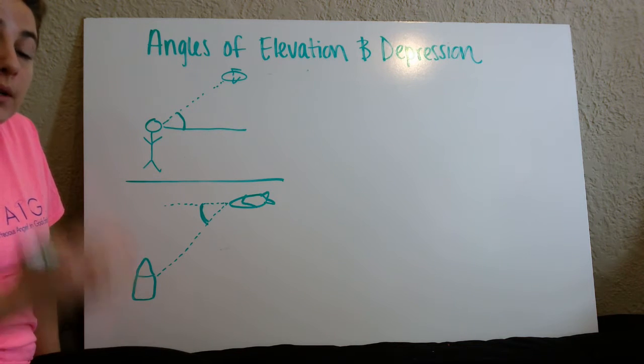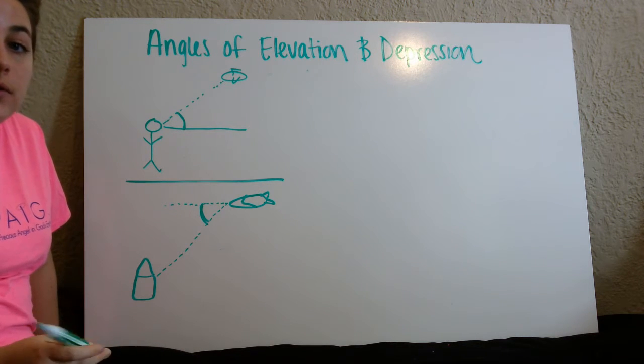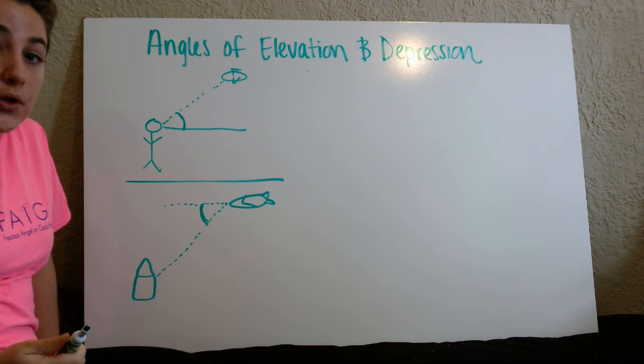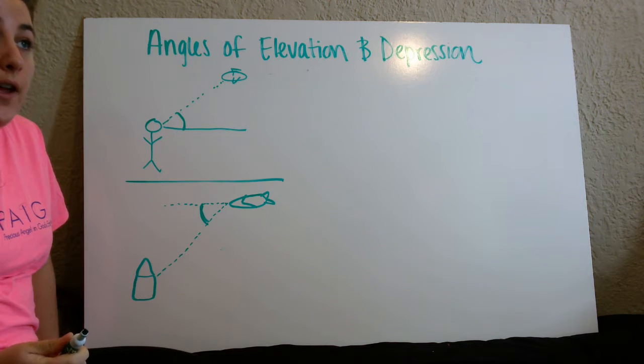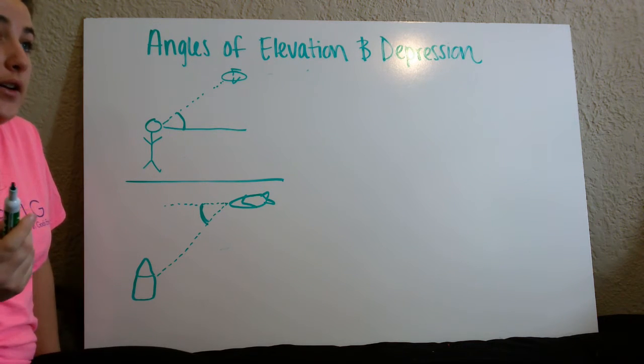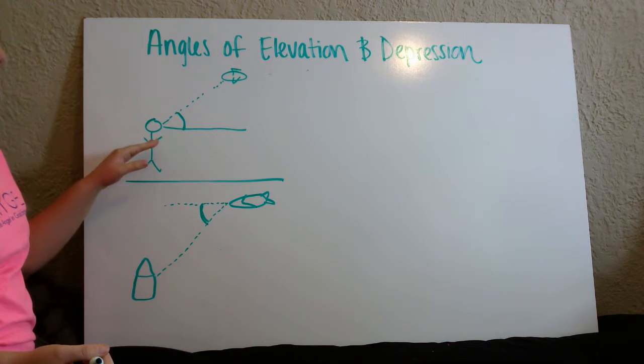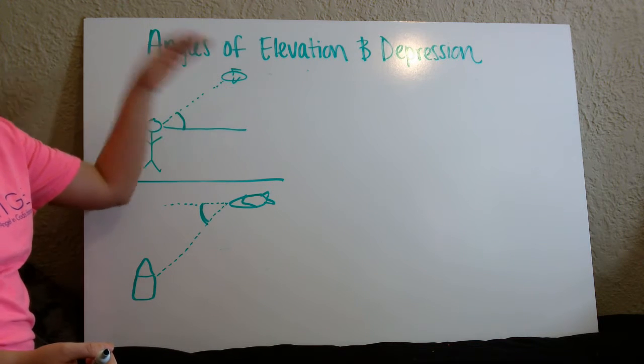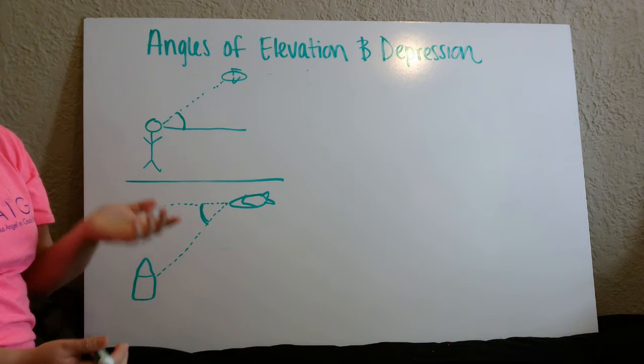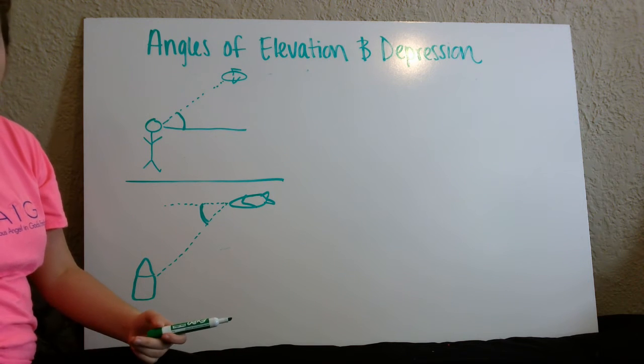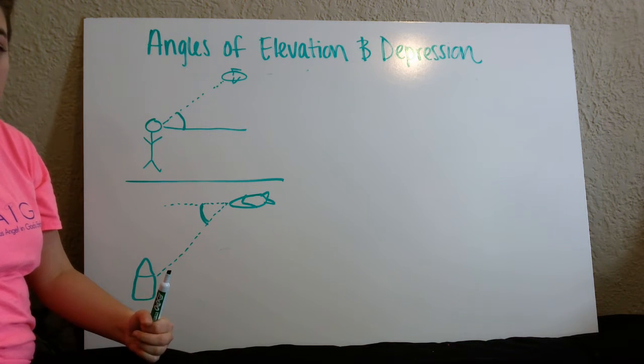Whenever we're working with angles of elevation and depression, we're actually going to be using our trig functions to either find a missing side or try to find how far up this plane was, or we can actually use this to find missing angles if we have the angle of elevation or depression missing.